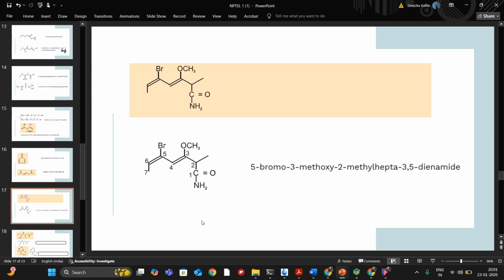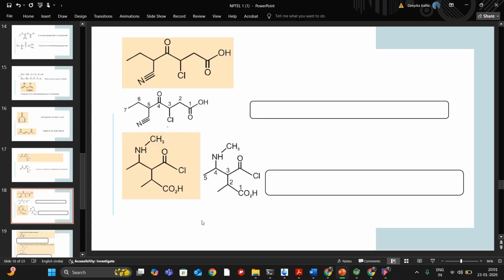So after this amide, let us move now to some more examples, which will be now having multiple functional groups present. Okay, so in the first compound, if you see, it has two functional groups present. One is carboxylic acid and the other is a nitrile. So if we go back and try to remind ourselves about the priority list, the carboxylic acid group will always have the highest priority.